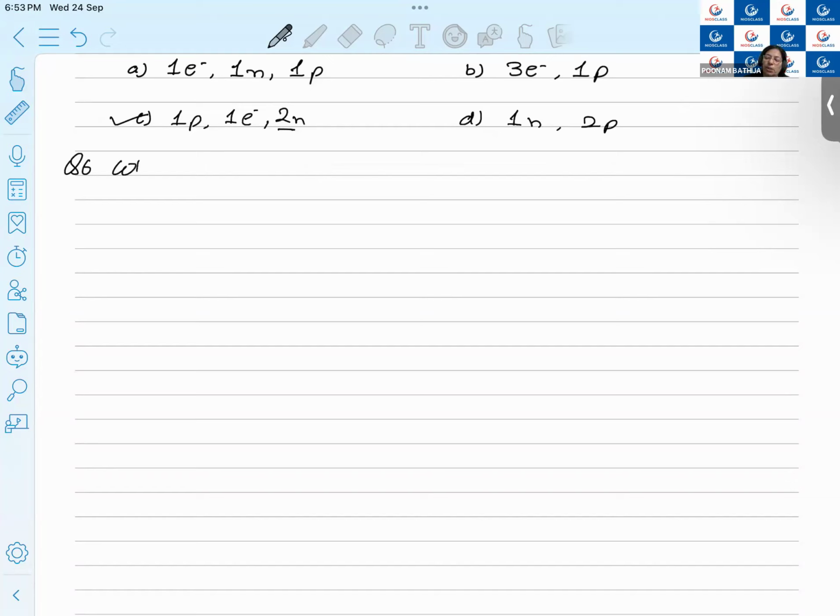Which statement is not correct about quantum? Look, this type of question asking for the not correct statement is a little bit confusing. That means we have to diagnose the statement very carefully.